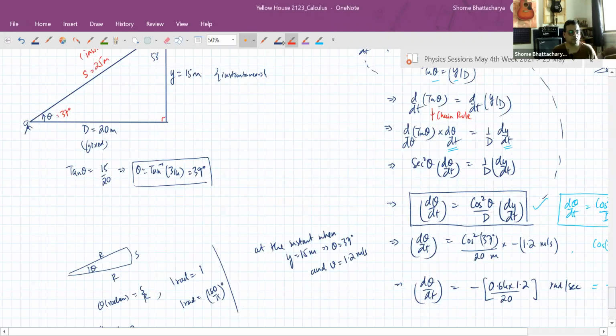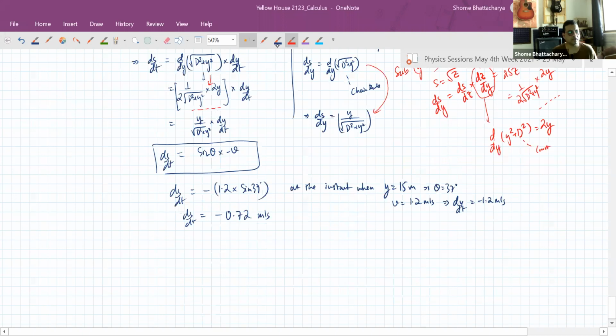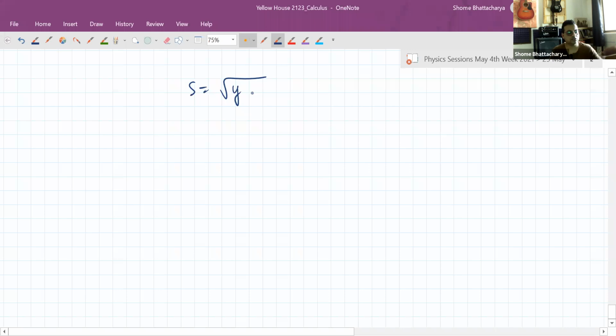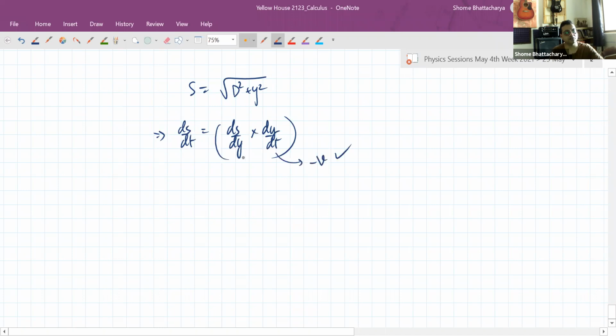See, what we are trying to do is we have s is equal to square root of d square plus y square, or y square plus d square, whatever we write it as. Now from this we want to find ds by dt. So that is ds by dy into dy by dt. In this term we know dy by dt is minus b, so that's done. But what about ds by dy? So we have to differentiate this.